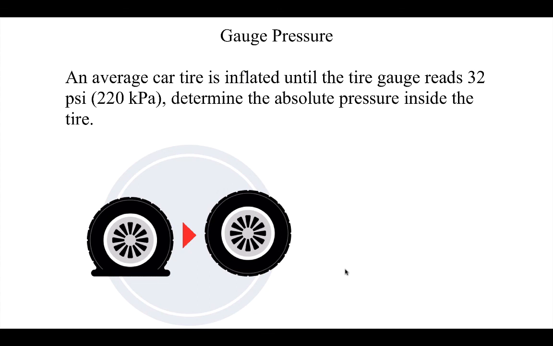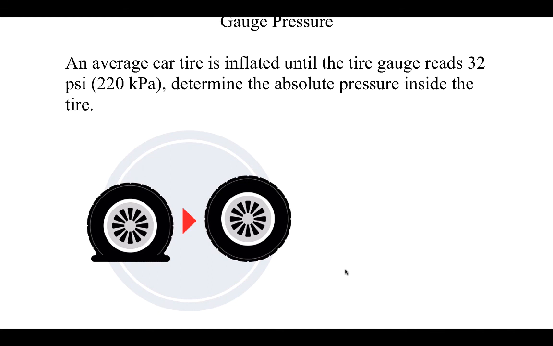Say an average car tire is inflated until the tire gauge reaches 32 psi, about 220 kilopascals. We want to determine what the absolute pressure is inside the tire. Now again, think about this. The tire has to have an internal pressure greater than the atmosphere in order for it to inflate enough to be able to hold on to that pressure. So as I talked about, when we have a flat tire, the pressure inside the flat tire, the absolute pressure, is atmospheric when it is flat, because that's an equilibrium. Otherwise, air would be moving in and out of the tire still. So air moves until you reach an equilibrium.